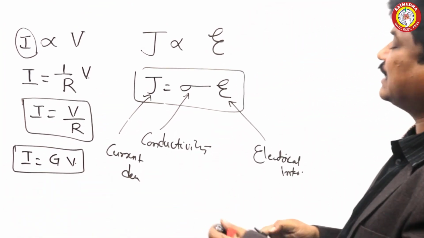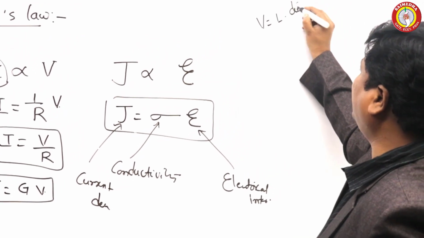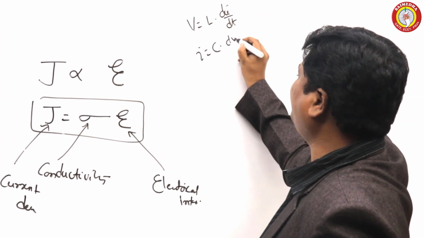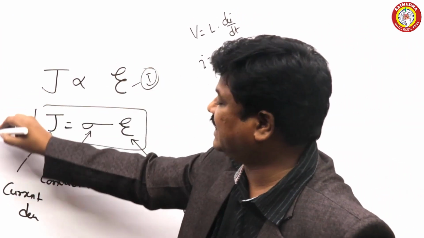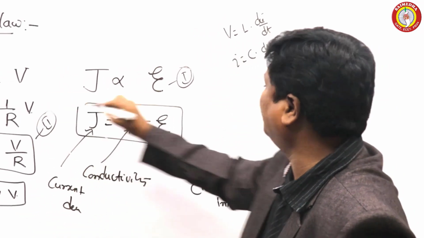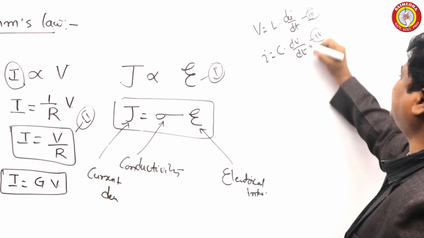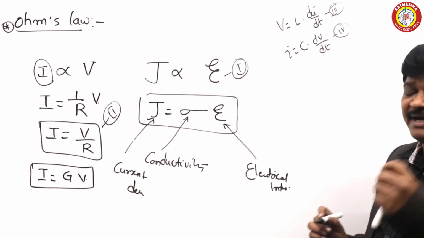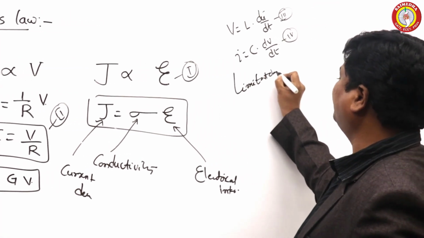And based on the inductor and capacitor also, V is equal to L into di by dt, and I is equal to C into dV by dt. Like that, this is the first form, this is the second form, this is the third form. Like that, a number of forms are there. These all belong to Ohm's law based formulas. But what is the limitation for Ohm's law?